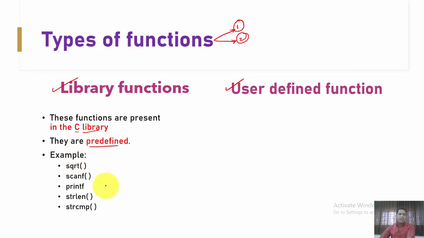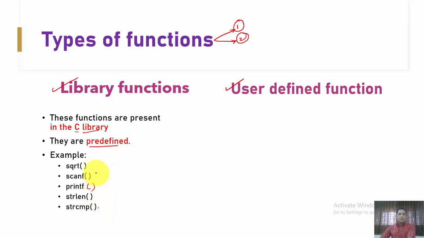The best examples are sqrt, scanf, printf, strlen and strcmp. We know that sqrt is used to find the square root of a given number. scanf is used to take data from the user. printf is used to send data as output on the screen. strlen, that is string length, is used to find the length of an input string, whereas strcmp, that is string compare, is used to compare two strings.